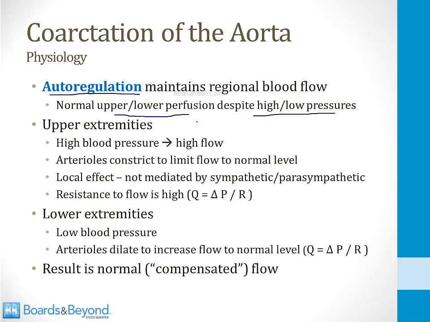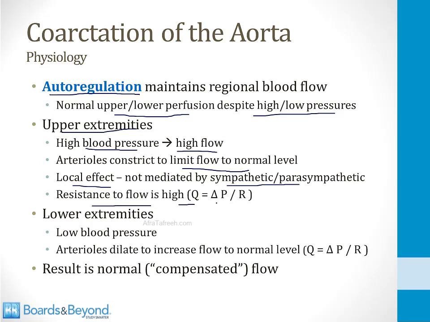So because of autoregulation, you can get normal upper and lower extremity perfusion despite the different high and low pressures. For example, in the upper extremities, there is very high blood pressure, and that should lead to high flow. However, the arterioles will constrict to limit flow to the normal level. This is a local effect. It's not mediated by the sympathetic or parasympathetic nervous systems. In other words, the upper extremity tissue beds create a high resistance to flow.